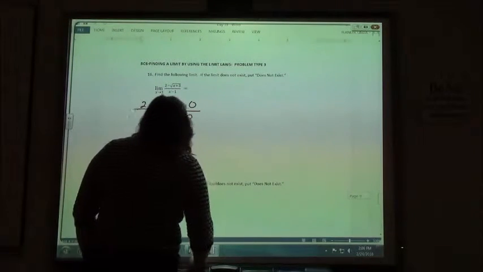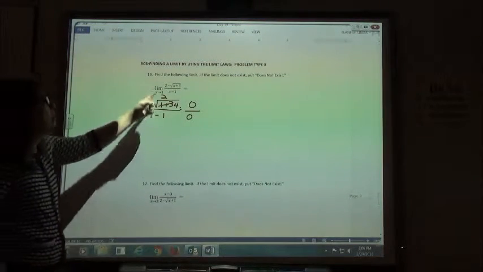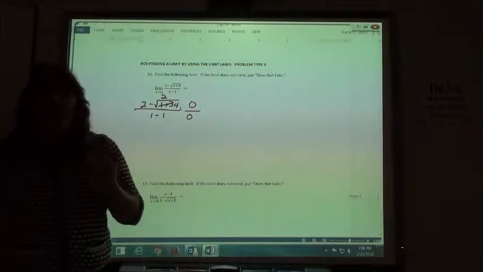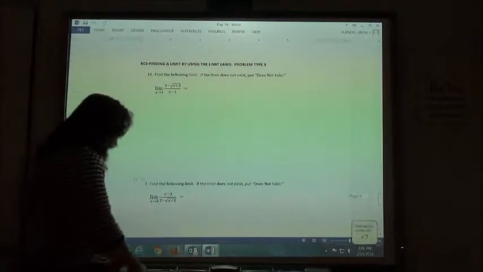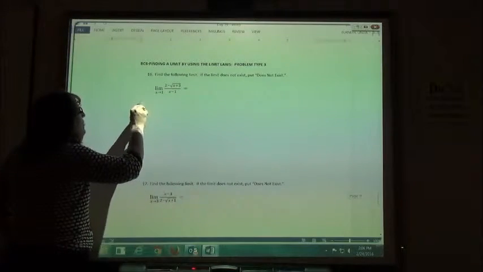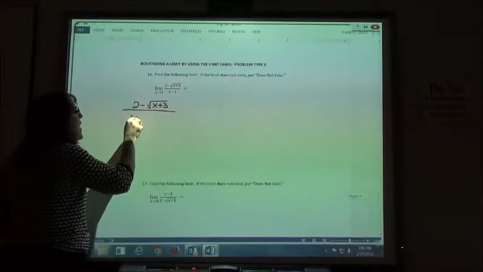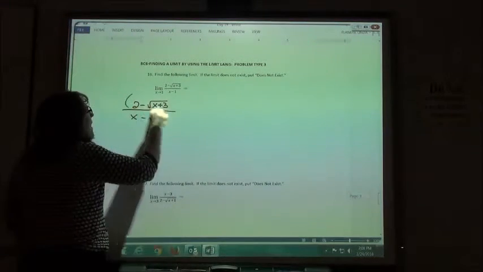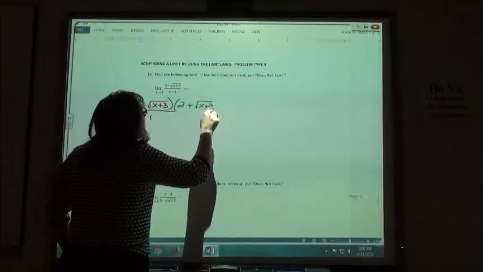So on these ones, in order to rewrite them in a different form, these are ones where you're going to have a binomial, either numerator or denominator, and you're going to multiply by the conjugate, which is going to be really fun. So, if I have 2 minus the square root of x plus 3 over x minus 1, I'm going to multiply by 2 plus the square root of x plus 3.